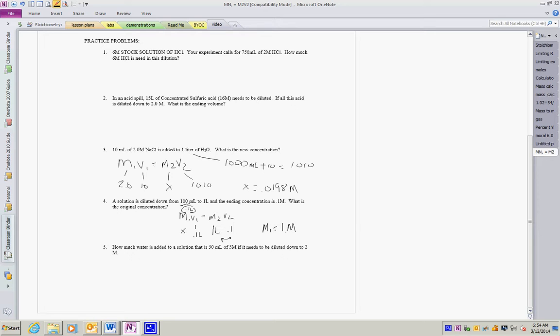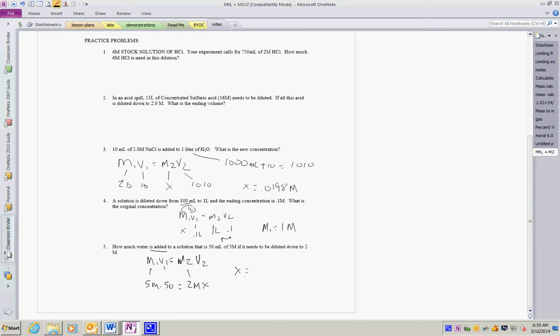How much water is added to a solution that is 50 milliliters of 5 molar if it needs to be diluted down to 2 molar? So M1V1 equals M2V2. And so it says I'm looking for how much water is added. That's important. So this is 5 molar. This is 2 molar. 50 milliliters. And then looking for the ending volume in this case.